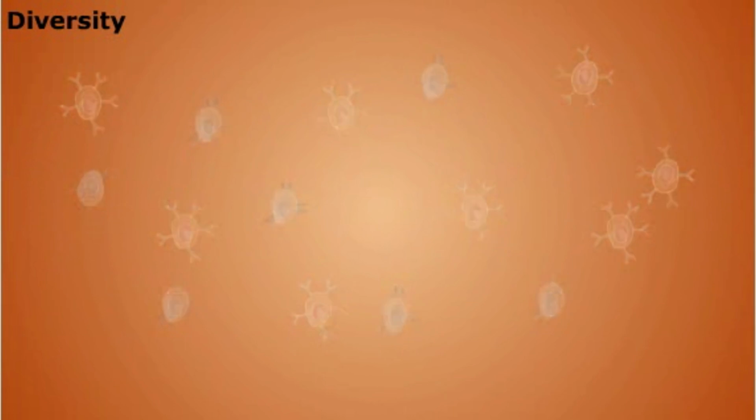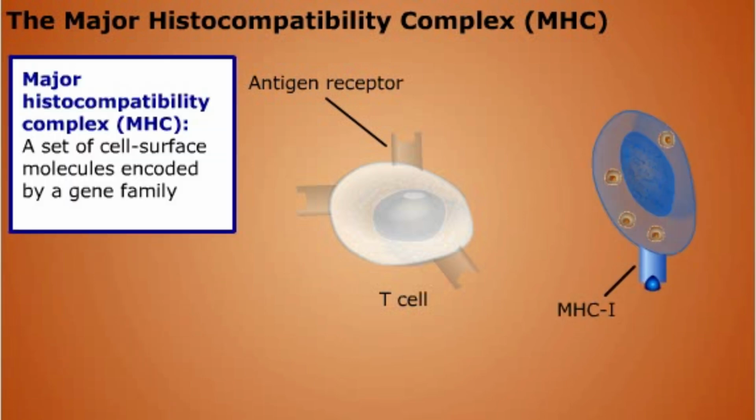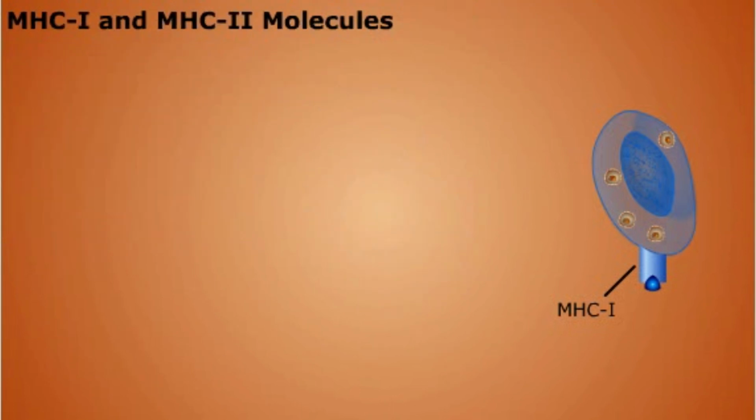different antigens. Before T and B cells can be activated by an antigen through their antigen receptors, the antigen must be presented in a way that the cells can recognize it. This is the job of the molecules of the major histocompatibility complex, or MHC. The MHC is a set of cell surface molecules encoded by a group of related genes called a gene family. There are two classes of MHC molecules.